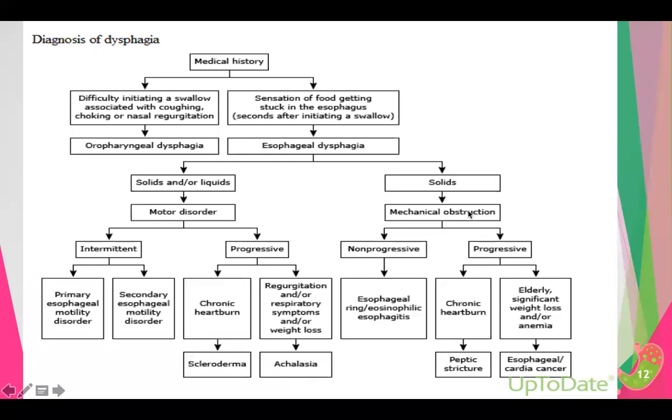But then if they have issues with solids only, there could be a mechanical obstruction. And if it's not progressive, then they might have some esophagitis. If it is progressive, then we'll have to look at chronic heartburn, and if they have peptic stricture, which is a narrowing of the esophagus, or if they are elderly and they have significant weight loss and or anemia, there's a chance that they might actually have esophageal cancer or gastric cardia cancer, which is cancer of the upper opening of the stomach where the esophagus meets.